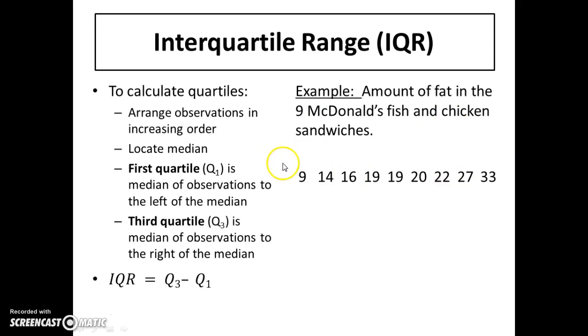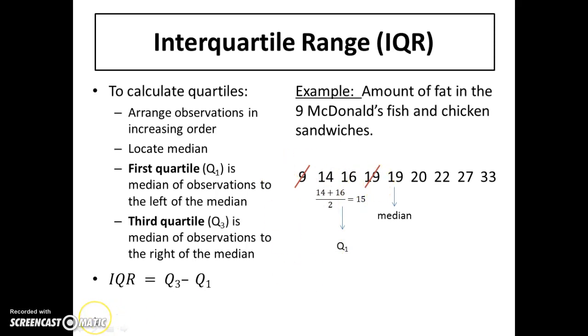Here we have a data set with the amount of fat in 9 McDonald's fish and chicken sandwiches. And the first thing we're going to do is locate the median, right? When we find the median, we know that half of our data lies above that value and half of our data lies below that value. The first quartile lies 1/4 of the way up the list. So to identify the first quartile, we are going to find the median of the data to the left of the median, right? So we crossed out our values until we could find this median of the left side.